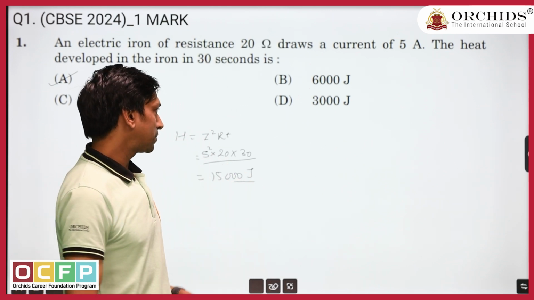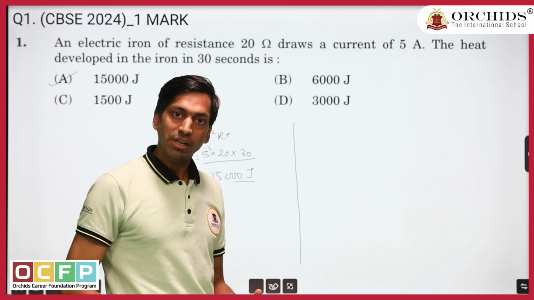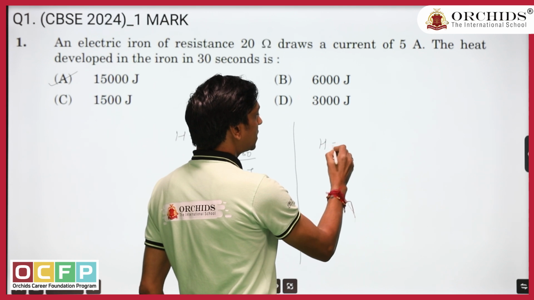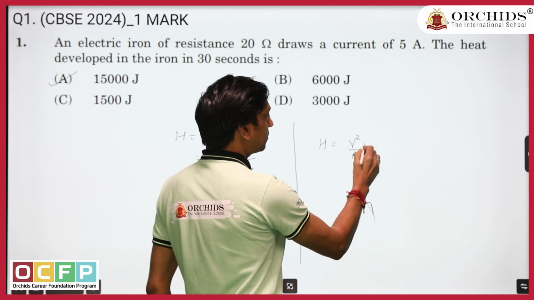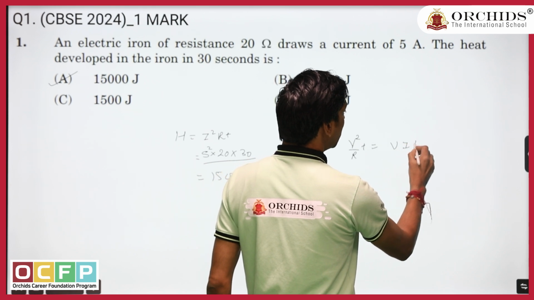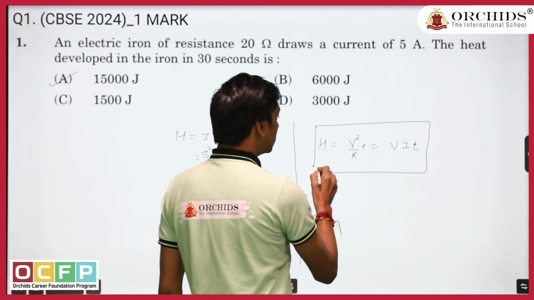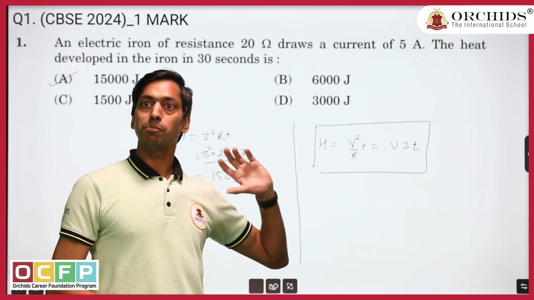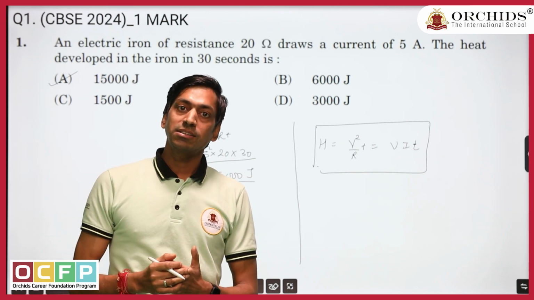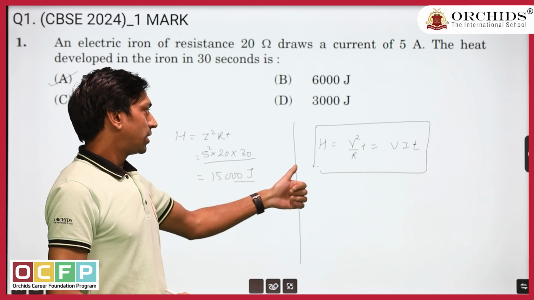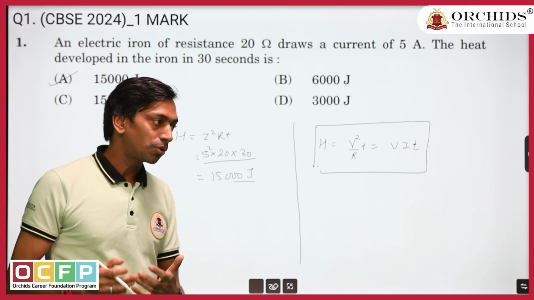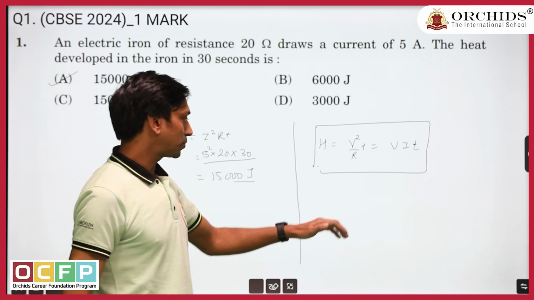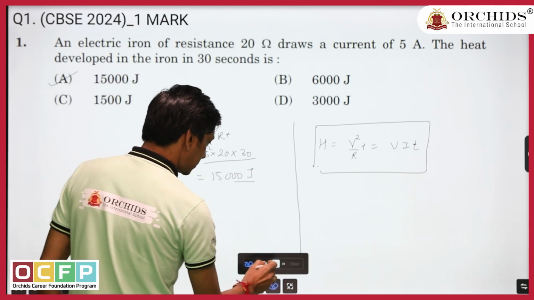Apart from that, let's have some extra discussion about this particular topic. Sometimes they ask questions because we can calculate heat by using other formulas also. H is equal to V square by R into T, and can also be written as V into I into T. These are the other formulas we can apply to calculate the heat produced. Why am I telling this? Because sometimes in MCQs they provide 4 options and ask which of the following formulas is not correct for calculation of the heat. So you should know all 3 formulas. This is our first question, and the answer is A, 15,000 joules.